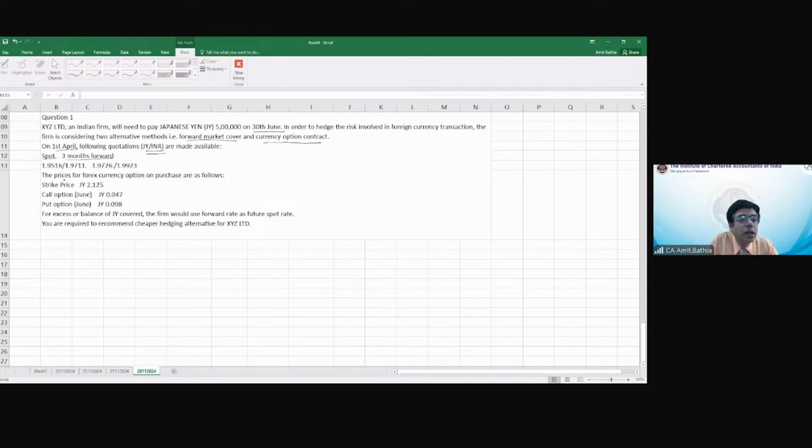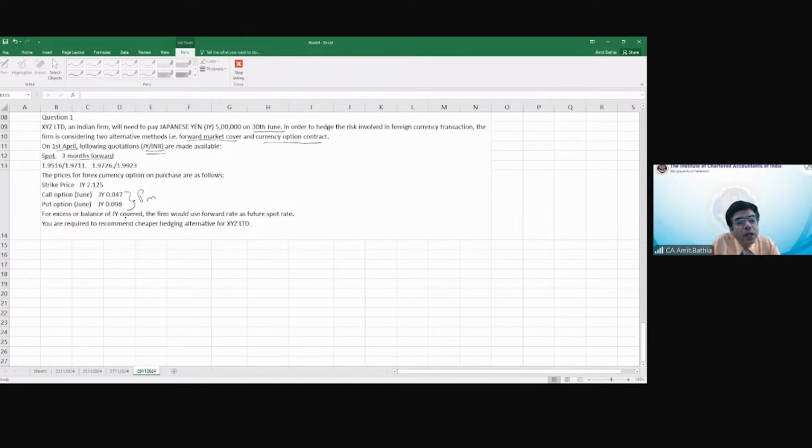So the prices for forex currency option on purchase are as follows. So you have strike price 2.125, call option June, put option June. Now, this is the way you are mentioning the call and put premium, right? Because options, as we just now saw, you need to pay premium for that. It's not free. Now, Japanese yen 0.047, it means you need to pay this as a premium to get the call option or put option respectively.